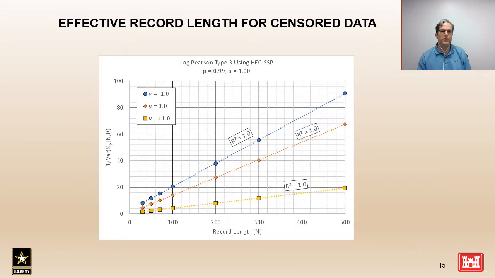We can use a convenient property of the quantile variance to help us estimate an effective record length. In this plot, we can see that the inverse of the quantile variance, which is the y-axis value, has a linear relationship with the record length. This is true for many of the commonly used distributions in hydrology, such as the normal distribution, the log normal distribution, the log Pearson type 3 distribution, and the generalized extreme value distribution.